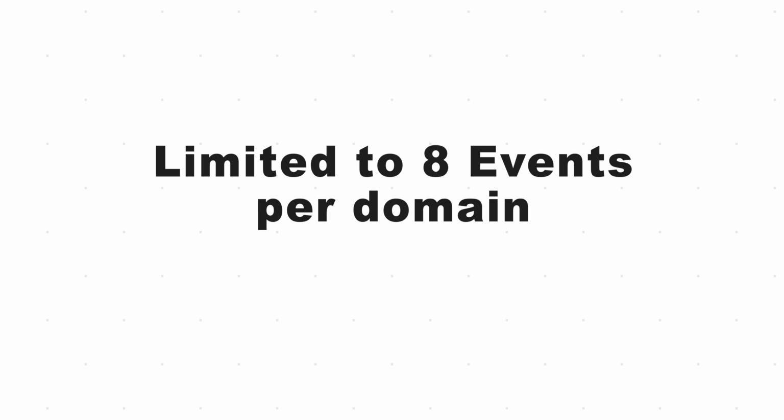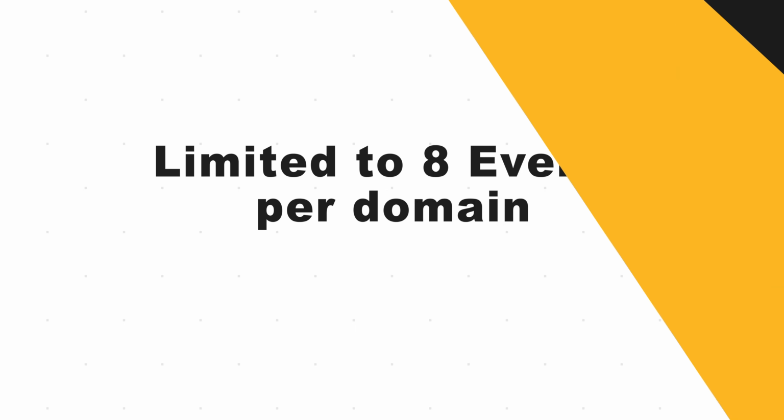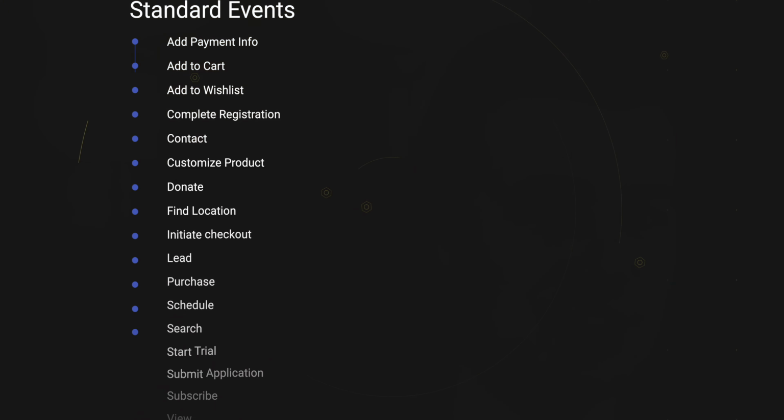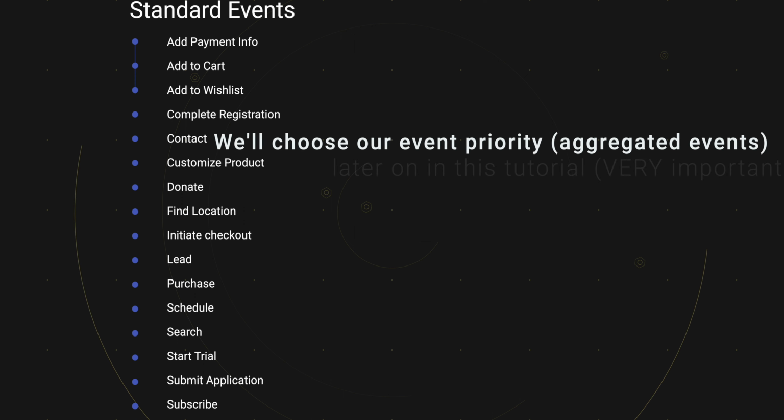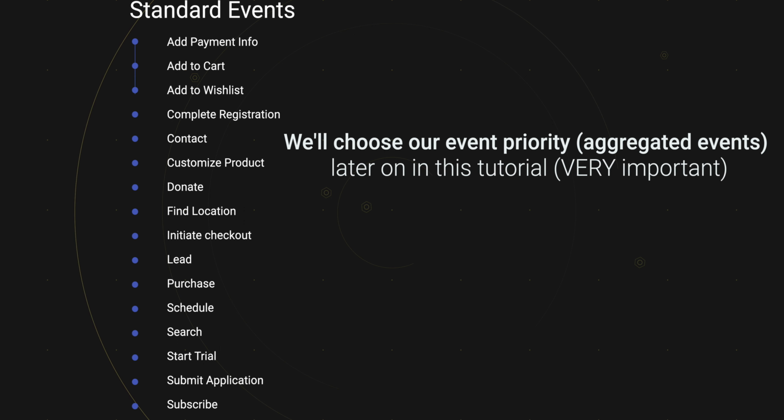With iOS 14, you're now limited to 8 different events that you can track per domain. Events are things like view content, page view, add to cart, purchase, lead, things like that. So you actually want to make a list of the 8 you'd really like to track going forward. I haven't found this super restrictive, but it is important to think about in advance.